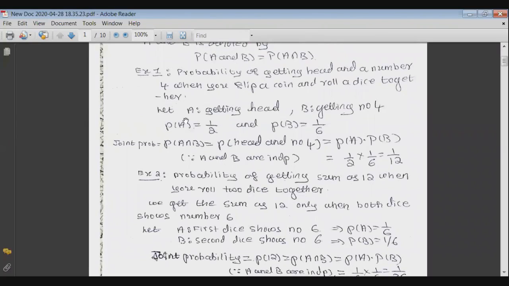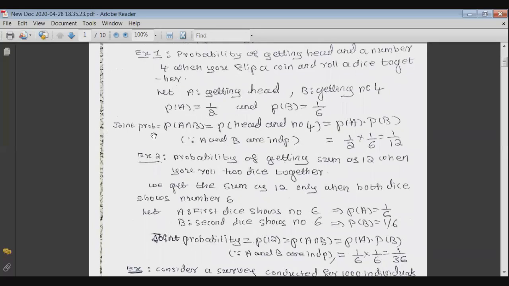Let us say A is getting a head when a coin is tossed, and B is getting a number 4 when a die is rolled. Then the probability of the event A, getting a head when a coin is tossed, is given by 1 by 2, because whenever a coin is tossed there is a 50% chance of getting a head. And the probability of B, getting a number 4 when we roll a die: when we roll a die there are 6 possibilities. Out of 6 there is one possibility which is favorable, that is getting a number 4. Therefore the probability of the event B is given by 1 by 6.